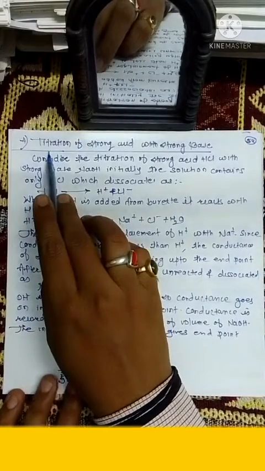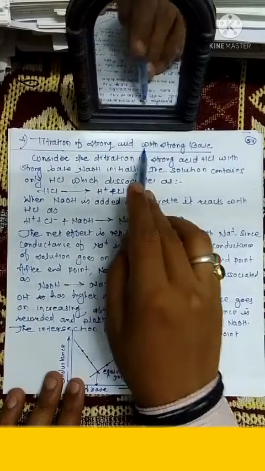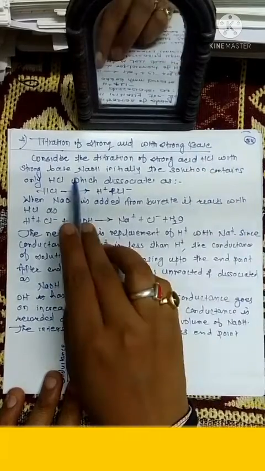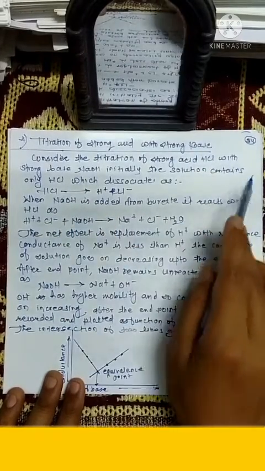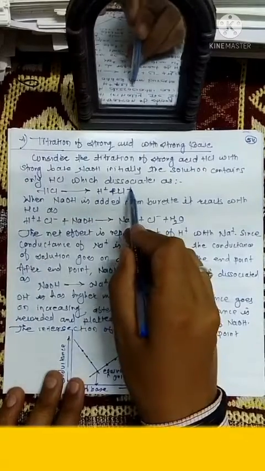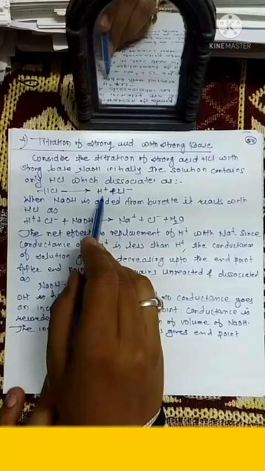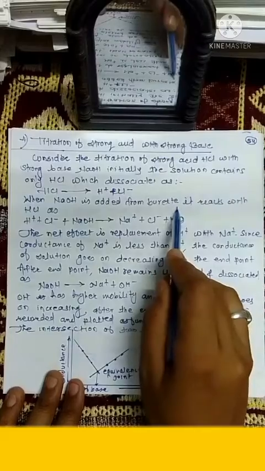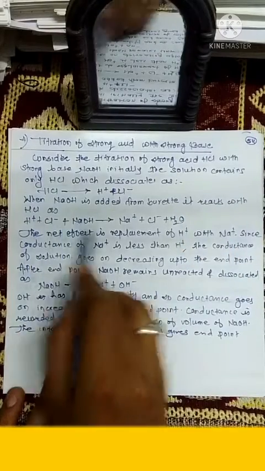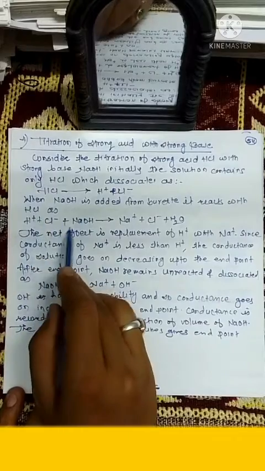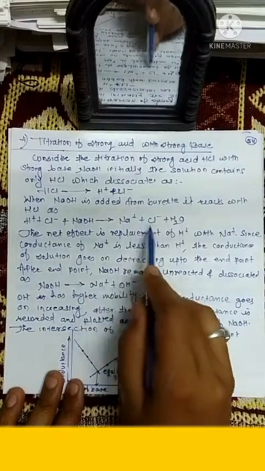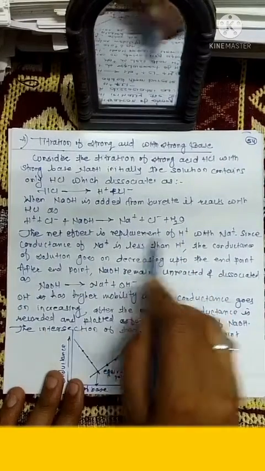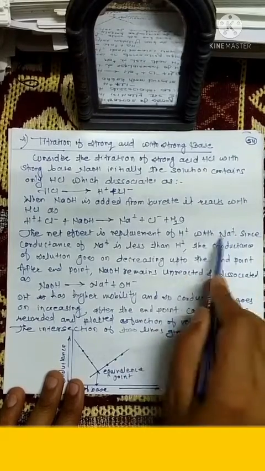The first titration which we are going to discuss is the titration of a strong acid with a strong base. Consider the titration of a strong acid, HCl, with a strong base, NaOH. Initially the solution contains only HCl, which is dissociated as H plus and Cl minus. When NaOH is added from the burette, it reacts with the HCl: H plus plus Cl minus plus NaOH gives Na plus Cl minus plus water. So the overall net effect is replacement of H plus with Na plus.